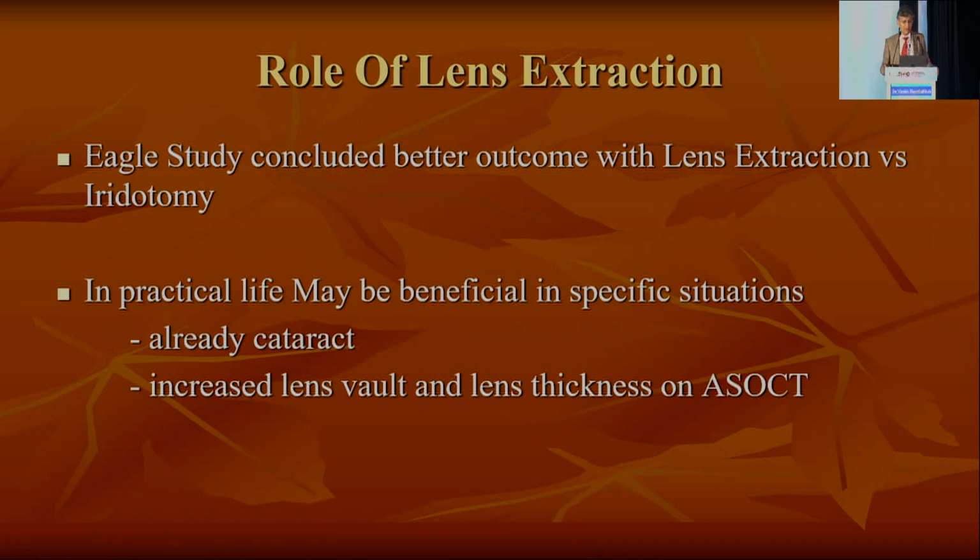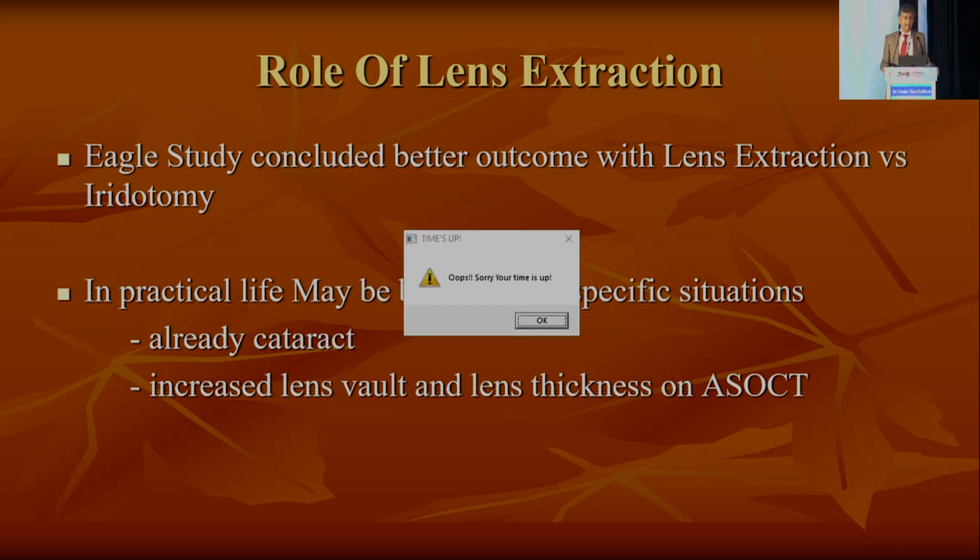Lens extraction has a role to play in angle closure, and the EAGLE study concluded that there are better outcomes with lens extraction versus iridotomy. But after this study was published, a lot of data was discussed, and it appeared that they jumped to the conclusion. But in practical life, it may be better to choose lens extraction when you can see on ASOCT and gonioscopy that the lens is playing a role, and there is already a cataract with an increased lens vault. Thank you so much.